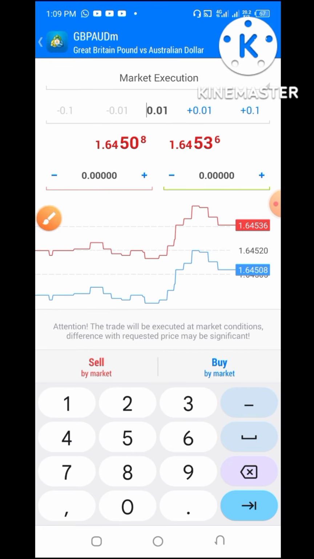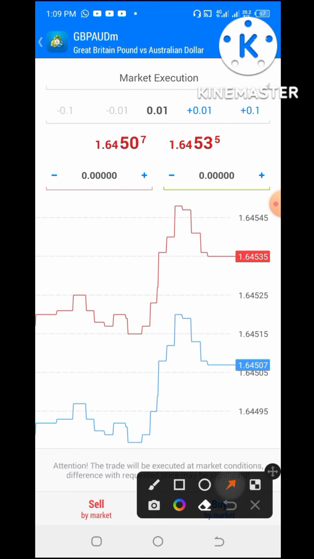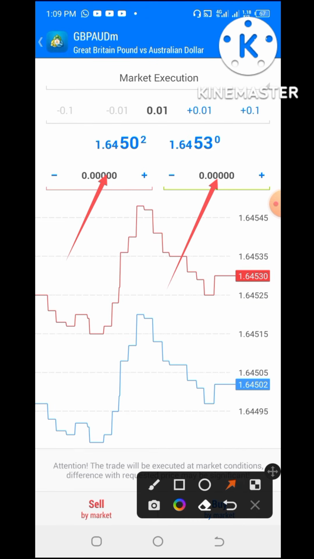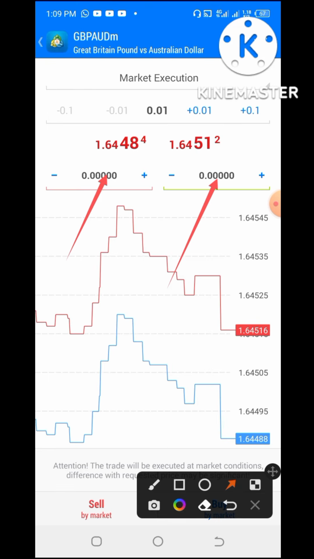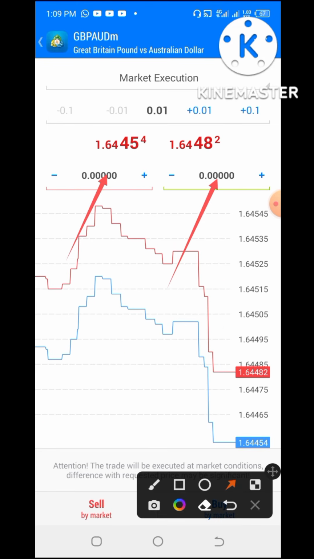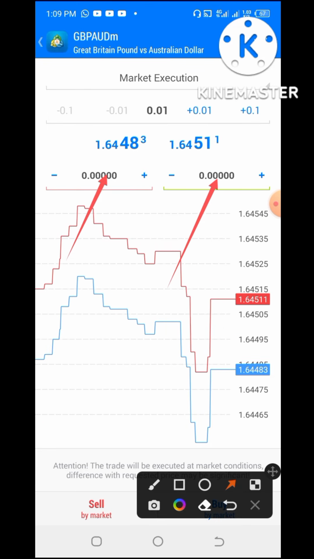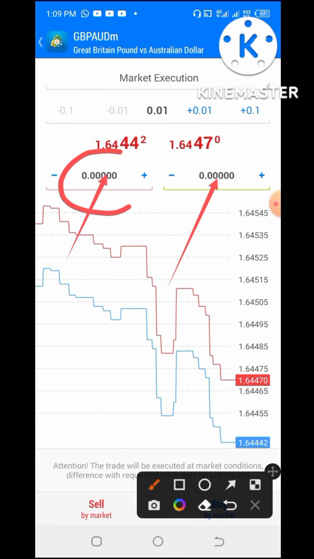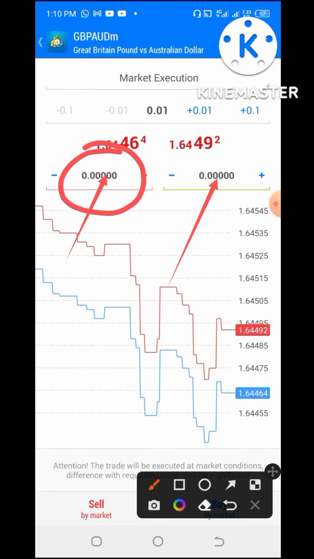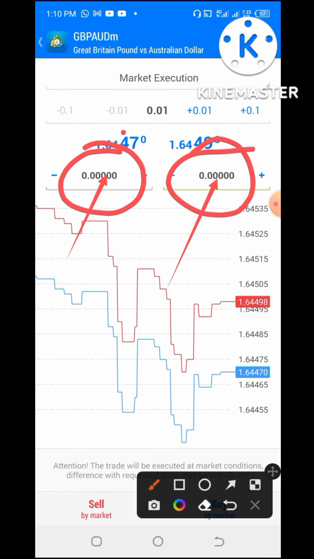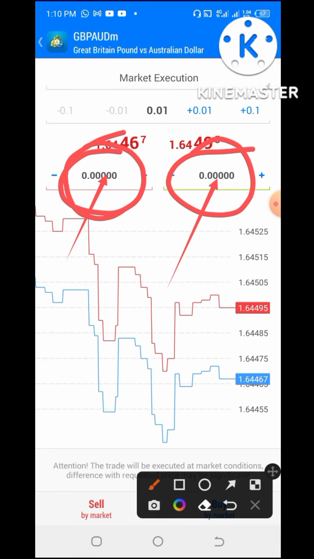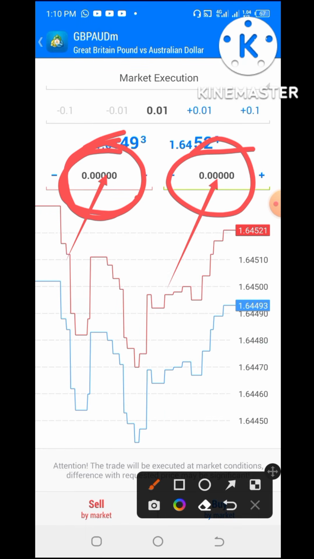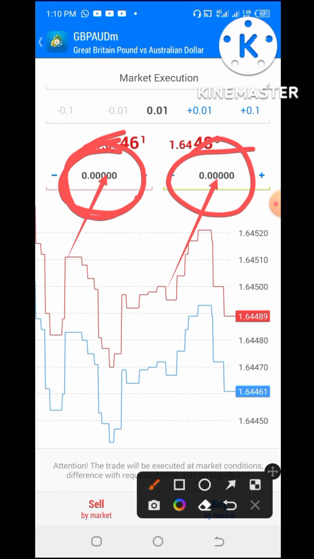Now, this point here is where you put your stop loss, and here is where you put your take profit. Now, what does stop loss mean? It means, if this trade goes against me, this is the price of the stop loss. Then this is where you put the price of the take profit. Stop loss means if price moves against you, you're saying, I don't want to lose more than this. Okay, hope you've understood that.